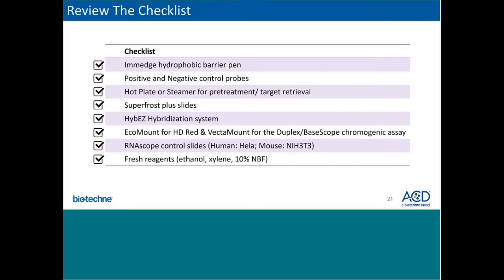On this checklist are some other key components that can help ensure your success with the RNAscope or BaseScope assays. This includes the ImmEdge hydrophobic barrier pen, ensuring that you have both positive and negative control probes, using the appropriate methods for doing your pretreatment and target retrieval, and ensuring that you have all the appropriate mounting mediums and reagents required to run the assay. For full information, this is all written within the user manuals for the respective RNAscope or BaseScope assays.